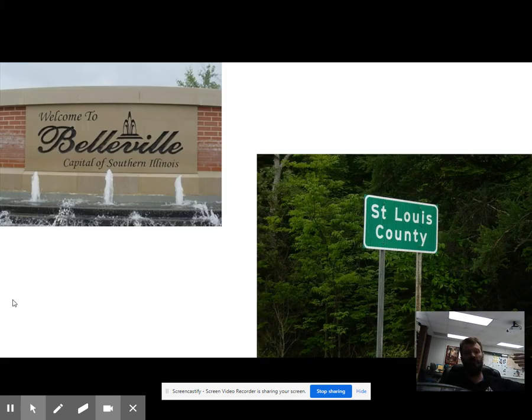Welcome to Belleville. This is where you go from Swansea into Belleville, right by our school's district office. Also in St. Louis County, you guys have seen these signs, whether it's St. Louis County or any other jurisdiction all over the place. That's a demarcated boundary.